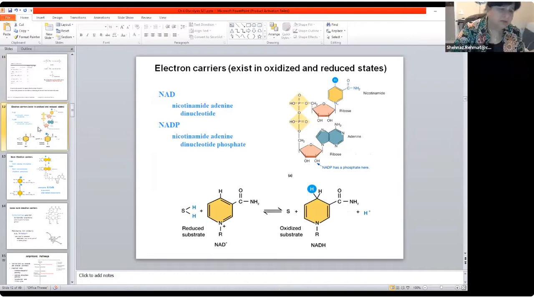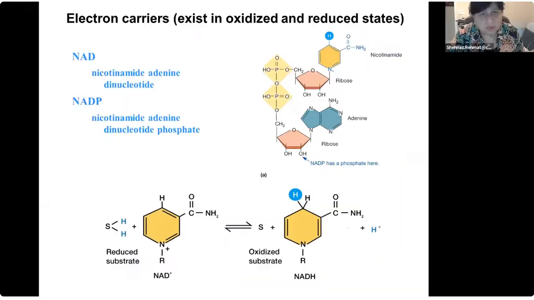The other way is, of course, by oxidation reduction reactions, right? That is another way to do it. And these oxidation reduction reactions always occur when you have electron carriers. So let's talk a little bit about electron carriers and what they do.